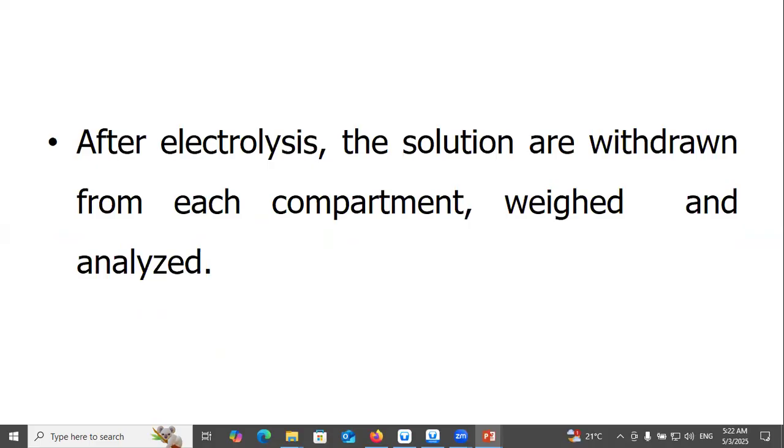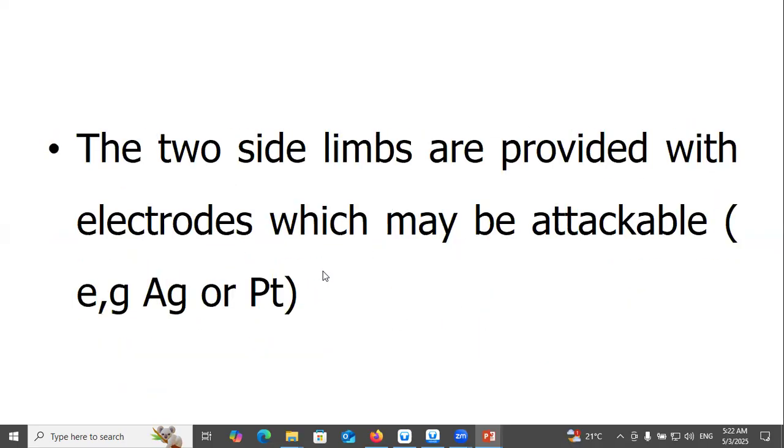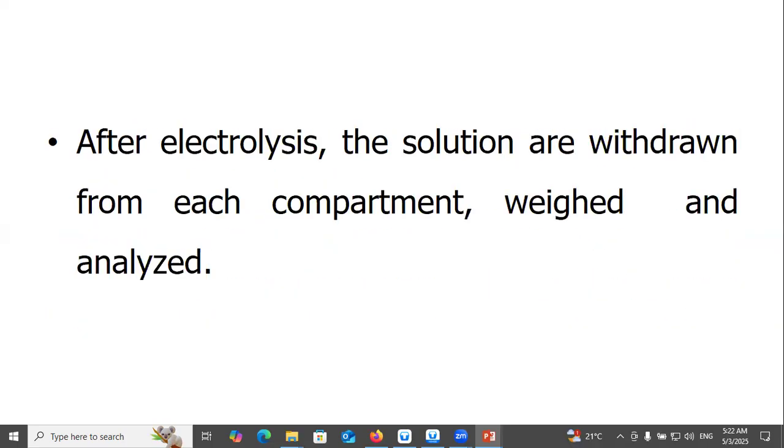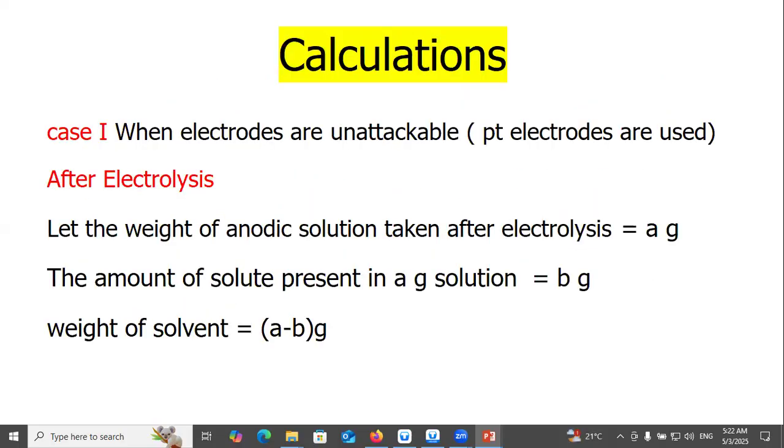After electrolysis, the solution is withdrawn from each compartment, weighed and analyzed. There should be no change in the concentration of the solution taken from the central compartment. The weight of silver deposited on the cathode of the voltameter is accurately determined.